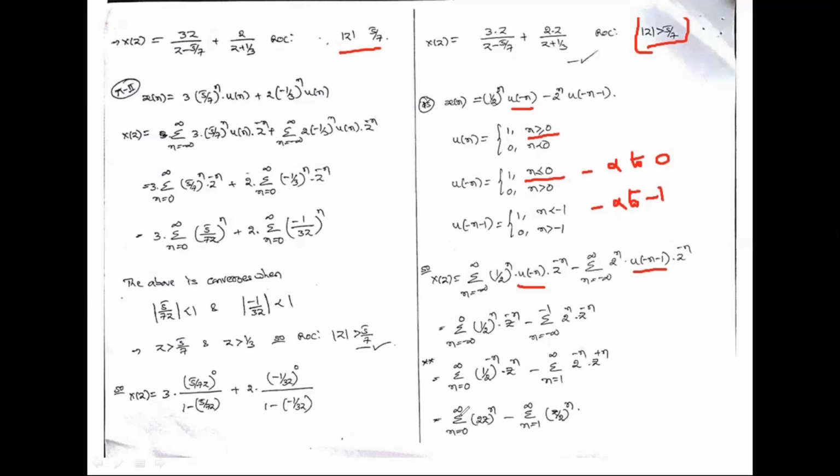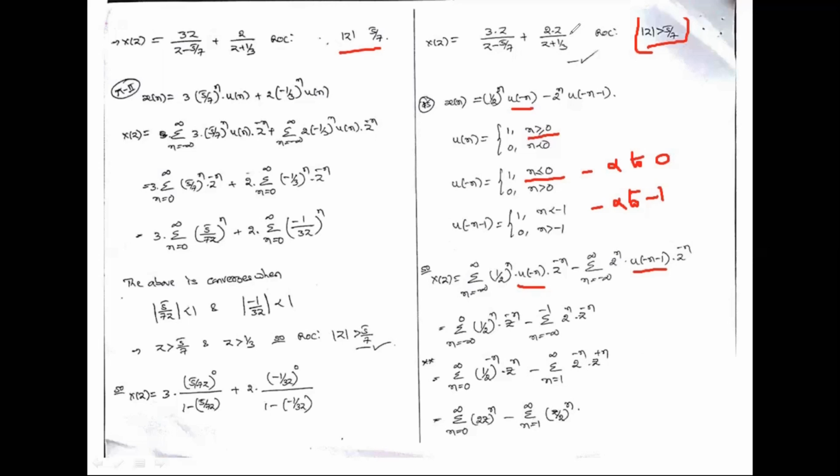Sum of n equals 0 to infinity of (2z) whole power n, because the 1/2 goes to the numerator, not the 2z. Okay, minus is there here. (1/2) whole power minus n means 2 power n only. And minus the sum of n equals 0 to infinity, this is 2 power minus n and the z. Now it becomes (z/2) whole power n, (z/2) whole power n.